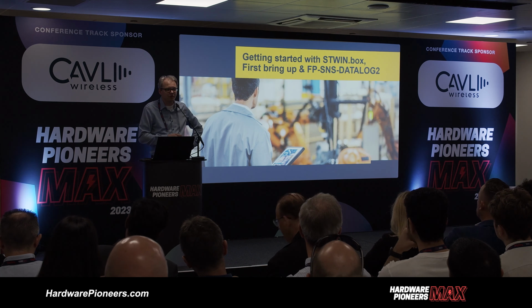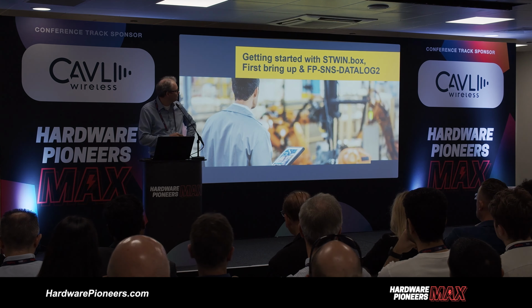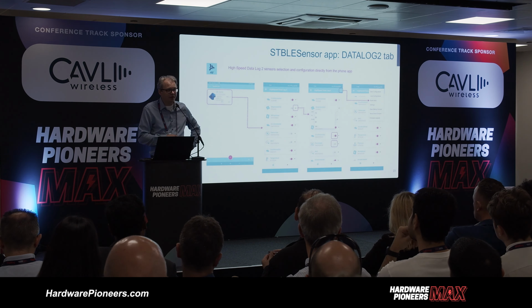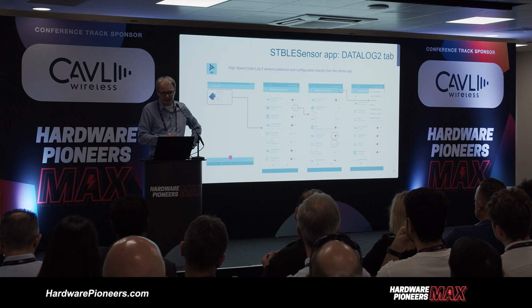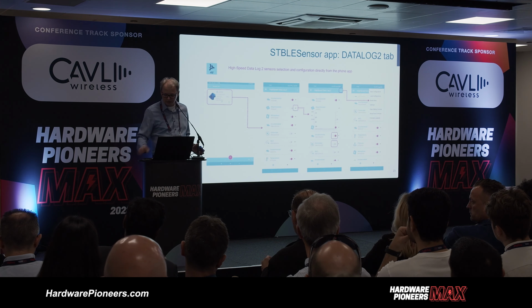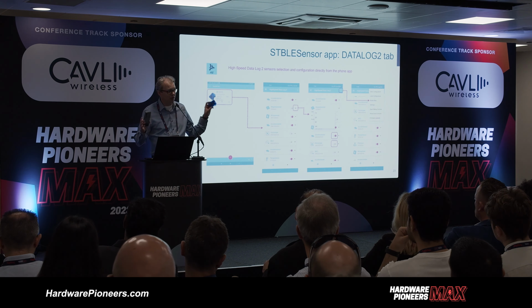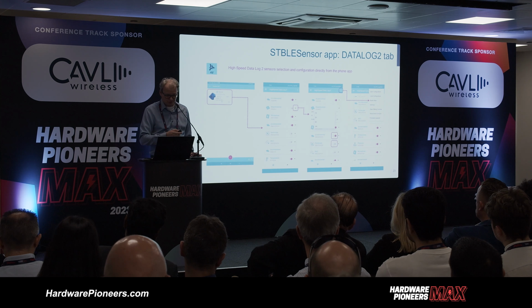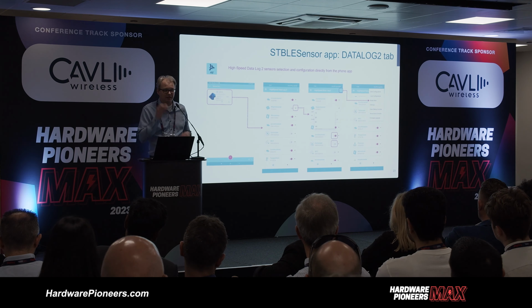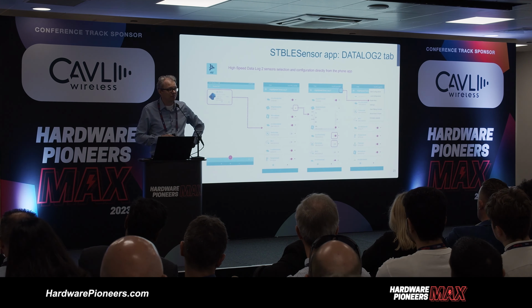All right. So the next topic is then how to easily use this type of board. And the easiest way is to use the STBLE sensor app. So you just connect with your phone into this device, and what you can actually do is to set up all the parameters for the different components. First of all, enable them, but for example, set the sampling speed for each sensor.